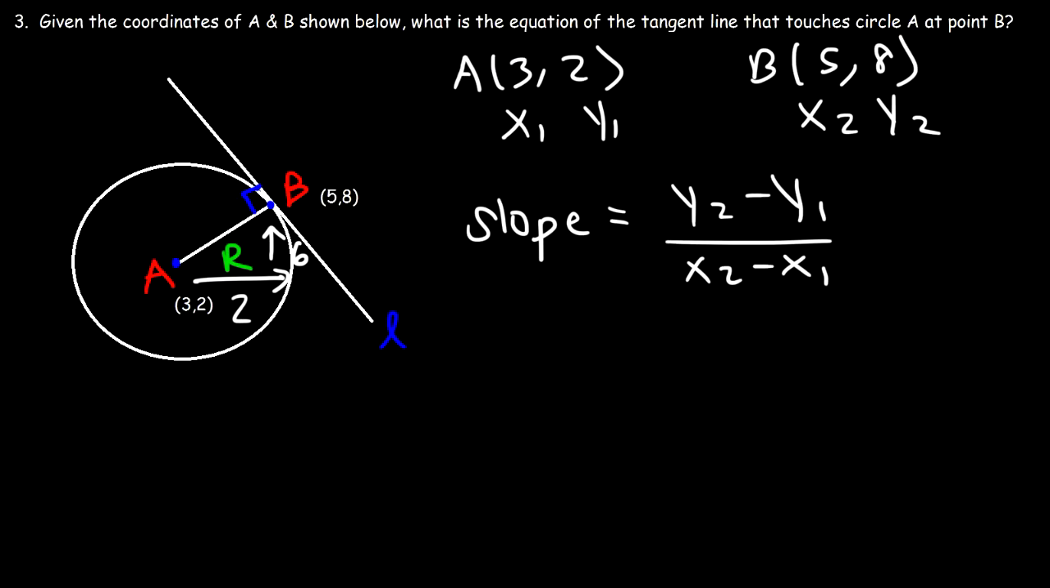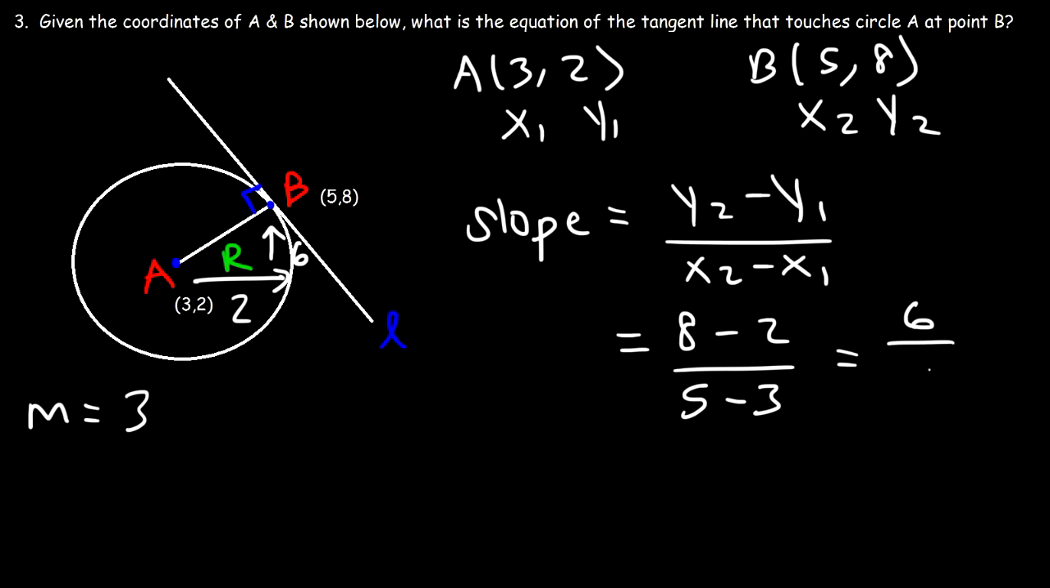So the slope is rise over run, represented by the symbol m. So it's 6 over 2, which is 3. If you use the formula, y2 is 8, y1 is 2, x2 is 5, x1 is 3. 8 minus 2 is 6, 5 minus 3 is 2, and you get the same answer. So the slope is equal to 3.